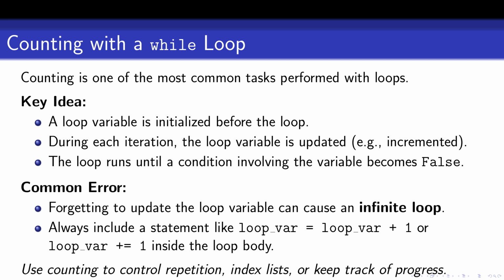The key takeaway here is that the loop variable must change in a way that guarantees the loop will eventually end. Counting loops are essential in many programming scenarios, including indexing through lists, generating repeated patterns, or keeping track of how many times something has occurred. This slide serves as a foundation for more complex variations of counting logic, which will be explored next.